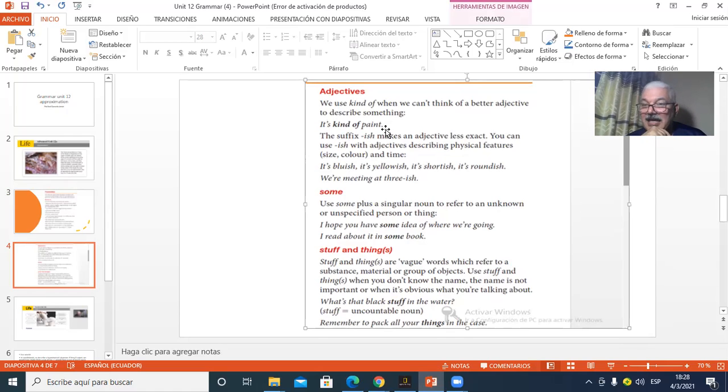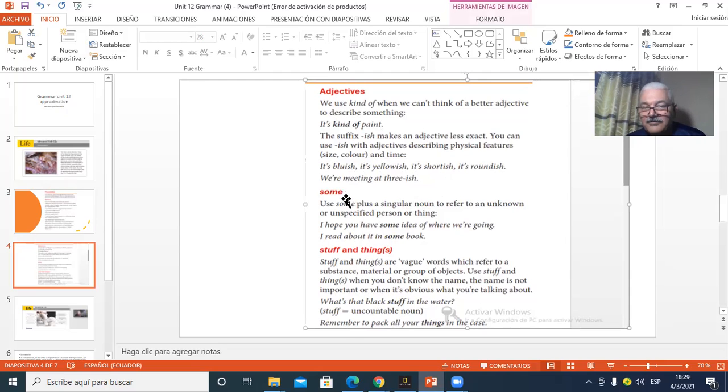But it was in a cave. It was not normal instruments. So we can say it's kind of paint. We don't know what that is, okay? And as you may remember, we use it's bluish, it's yellowish, it's shortish. In those cases, we don't know exactly what adjective to use to describe something, but we have an idea, okay?